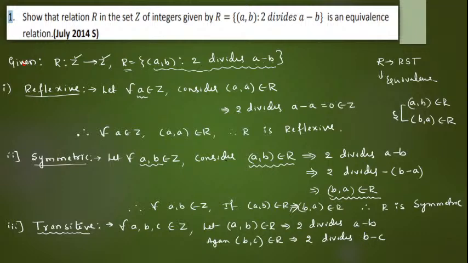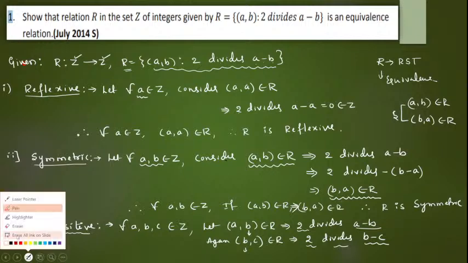(a, b) belongs to R, so 2 divides a minus b. Again, one more ordered pair (b, c) you have to check. So (b, c) also belongs to R, meaning 2 divides b minus c. So from this we can check here, let me erase some part here in order to prove the transitive condition.